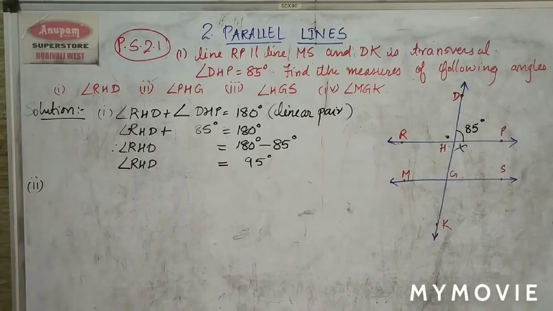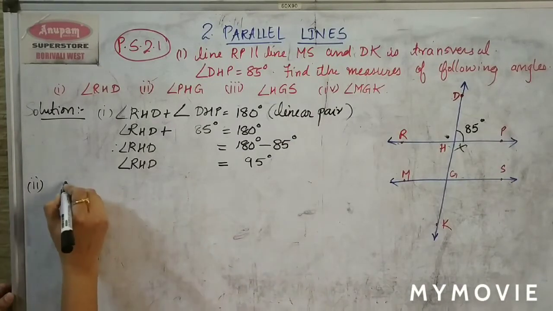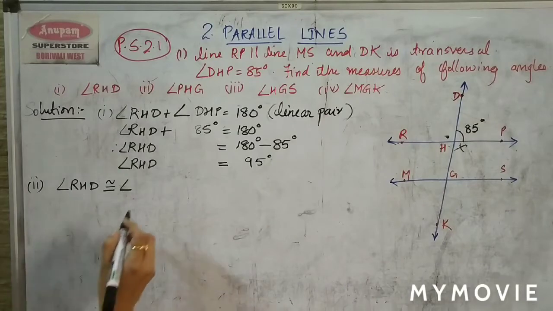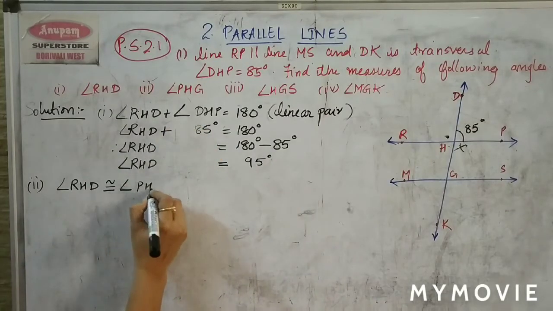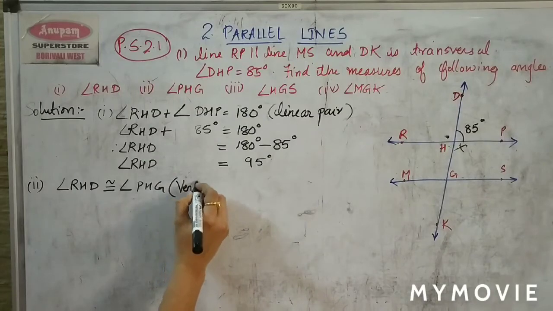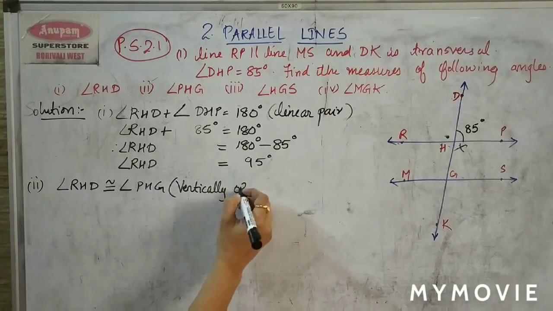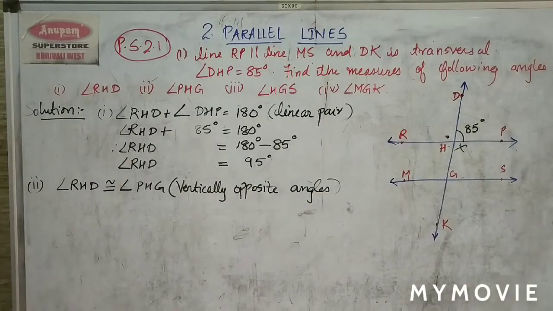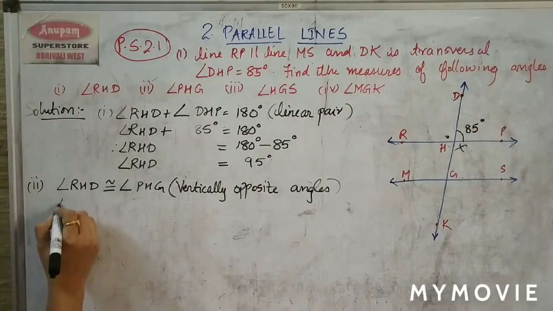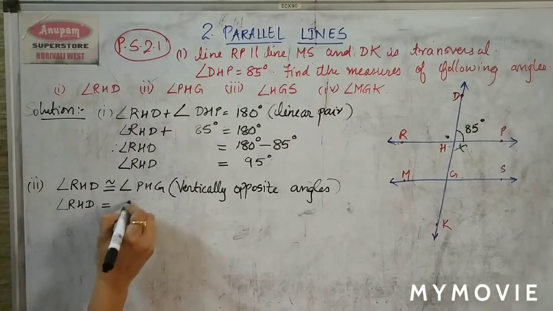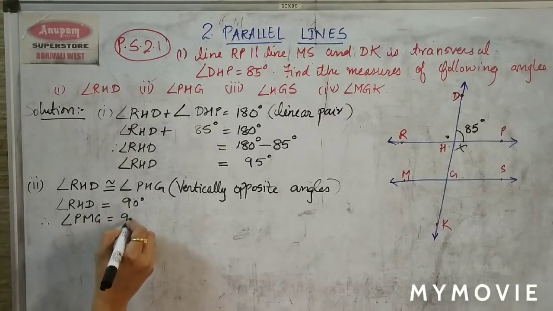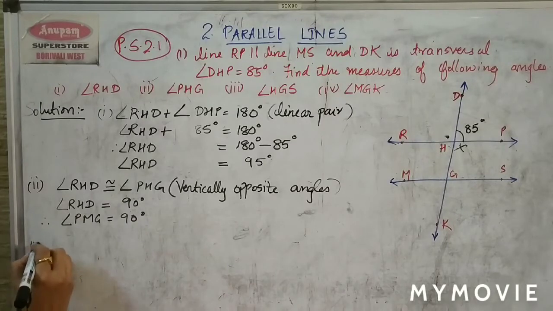So let us write that. I'll say angle RHD is congruent, this is the symbol for congruency, to angle PHG. Reason: vertically opposite angles. Then in the next step, we know that angle RHD is 95 degrees. So we will say angle RHD is equal to 95 degrees. Therefore, angle PHG is also equal to 95 degrees. So this is our second solution.